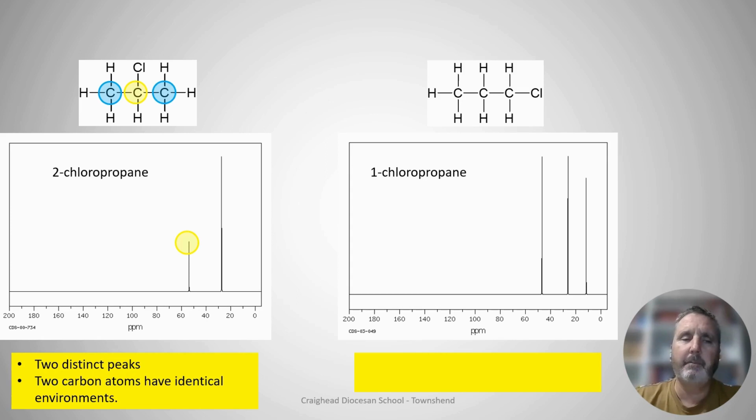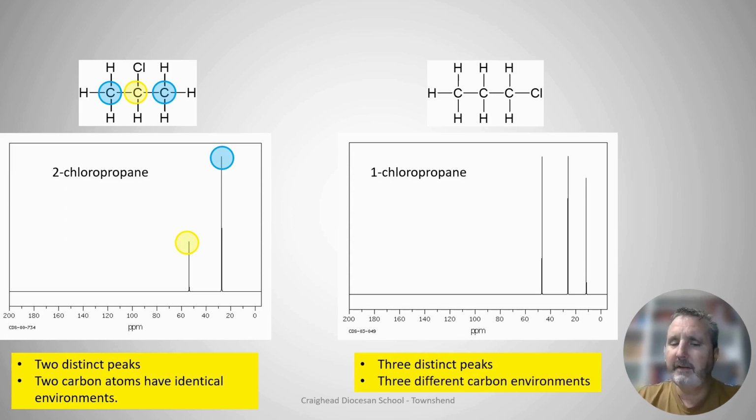And then we have the 2 carbons, the one on the left and the one on the right, which are both attached to the same groups: 3 hydrogens and a C2H4Cl group for both of them. That's what it's attached to. If I look at the one on the right, this molecule is very similar. So this is 2-chloropropane and this is 1-chloropropane. We can see that on the right there are 3 distinct peaks. So there are now 3 different carbon environments.